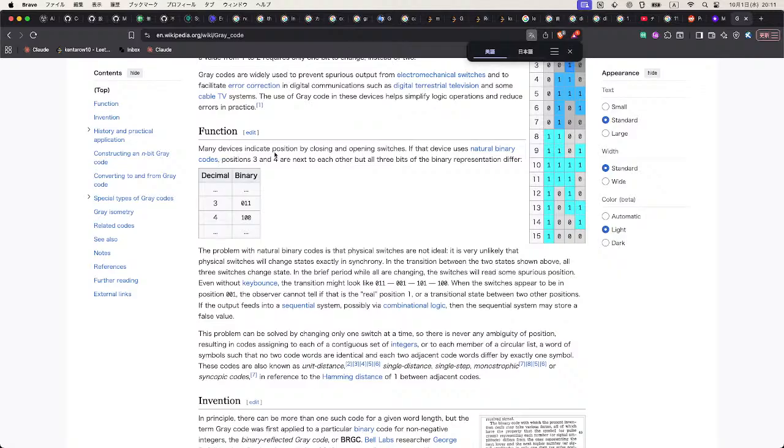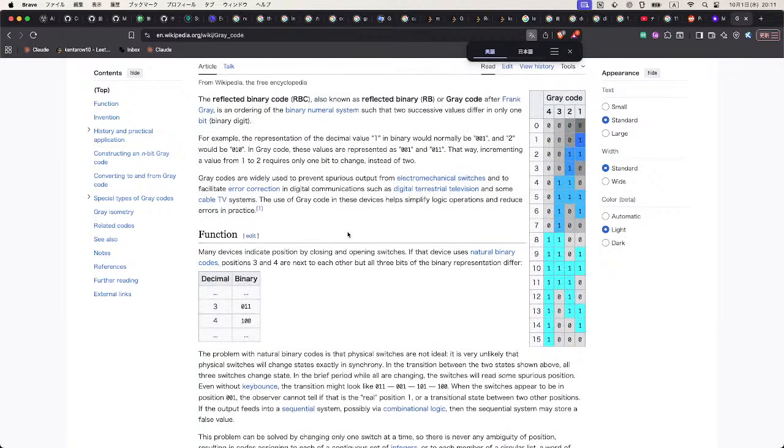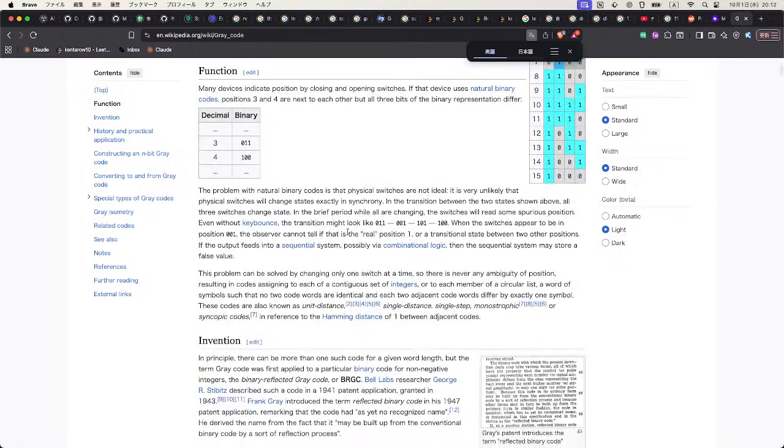Many devices indicate position by closing and opening switches. If that device uses natural binary codes, position 3 and 4 are next to each other, but all 3 bits of the binary representation differ. The problem with natural binary codes is that physical switches are not ideal. It is very unlikely that physical switches will change states exactly in synchrony. In the transition between the two states shown above, all 3 switches change states.